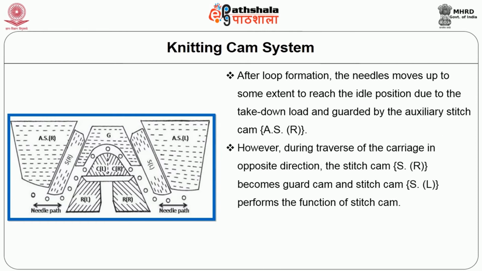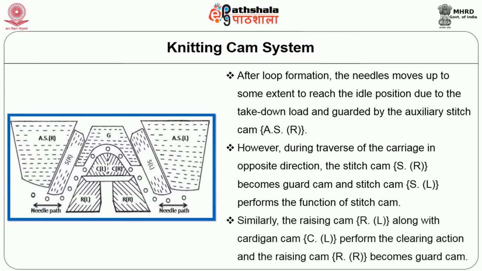However, during traverse of the carriage in the opposite direction, the stitch cam becomes guard cam and the other stitch cam performs the functions of stitch cam. Similarly, the racing cam along with cardigan cam perform clearing action and the other racing cam becomes guard cam.